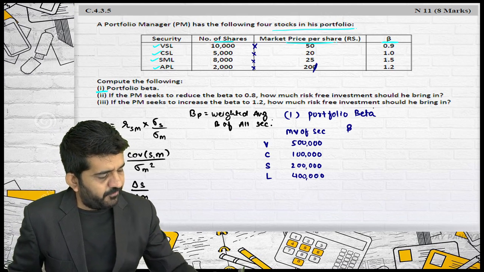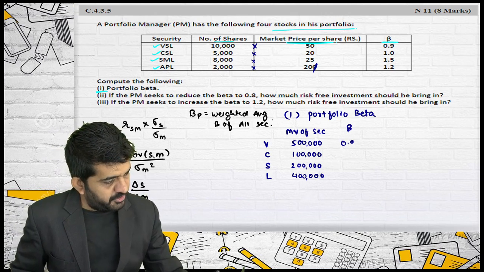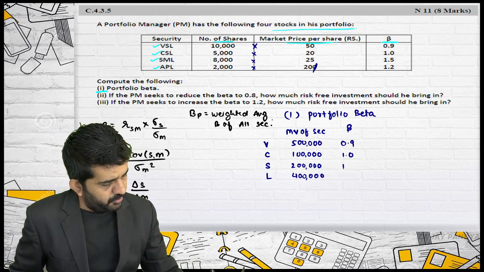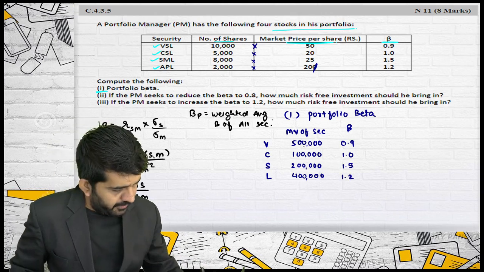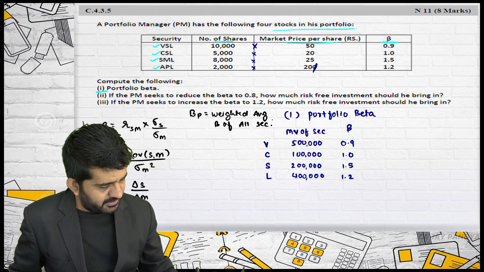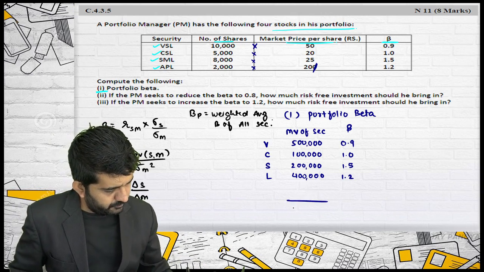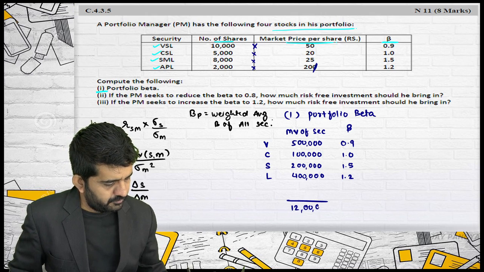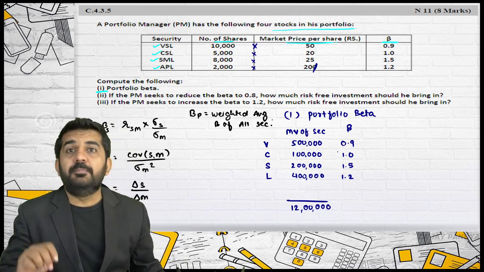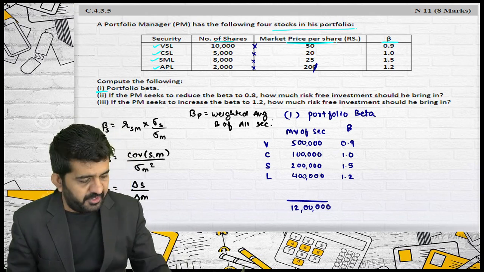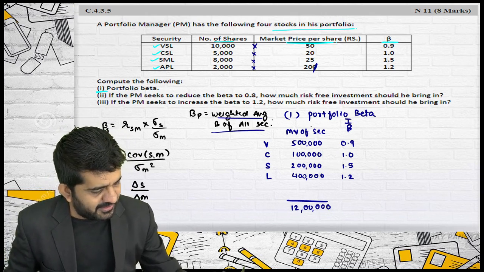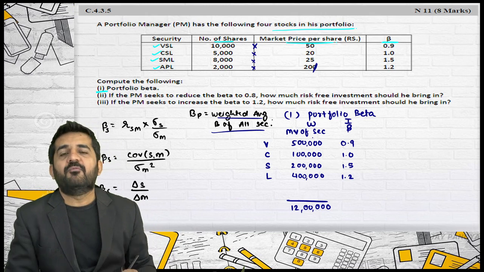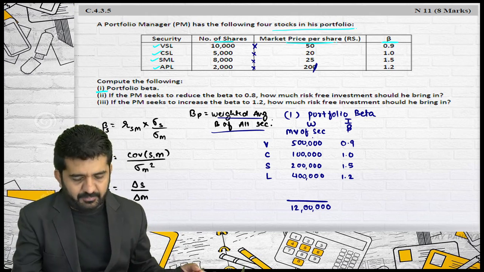What is beta of individual security? 0.9, 1.0, 1.5, 1.2. Is it right? What is the total value? 5, 6, 10, 12. What is beta of portfolio? It is weighted average beta of all securities. Take this as I, this as W. Find out sigma IW divided by sigma W.